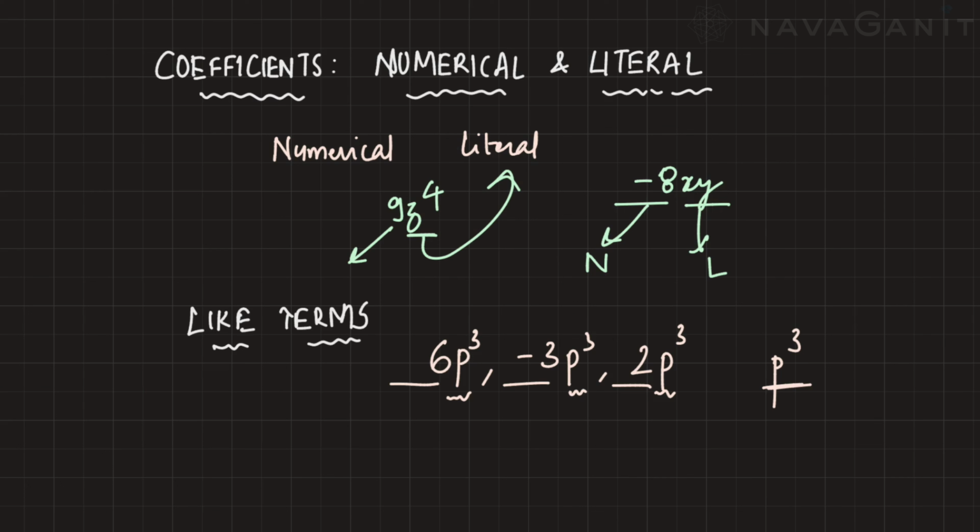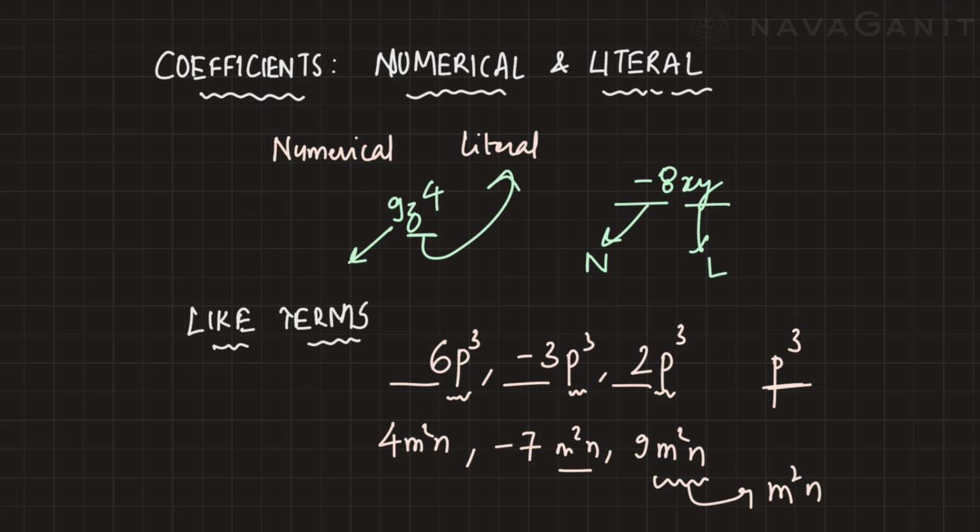Now say we have 4m squared n, minus 7m squared n, 9m squared n. So these are also like terms because the literal coefficient part, which is m squared n, is common to all three of them.